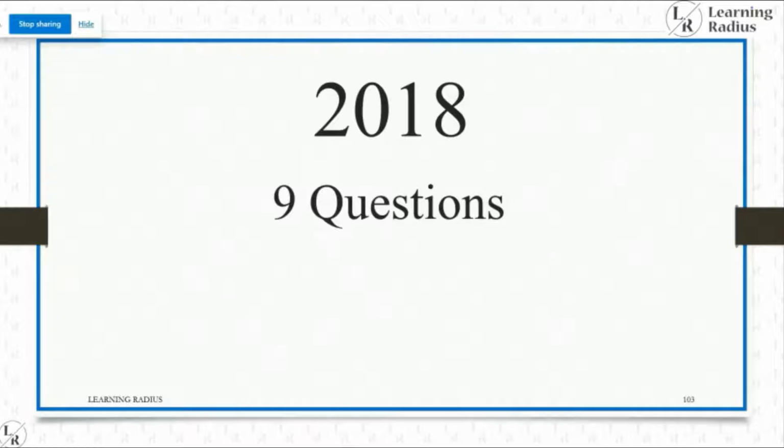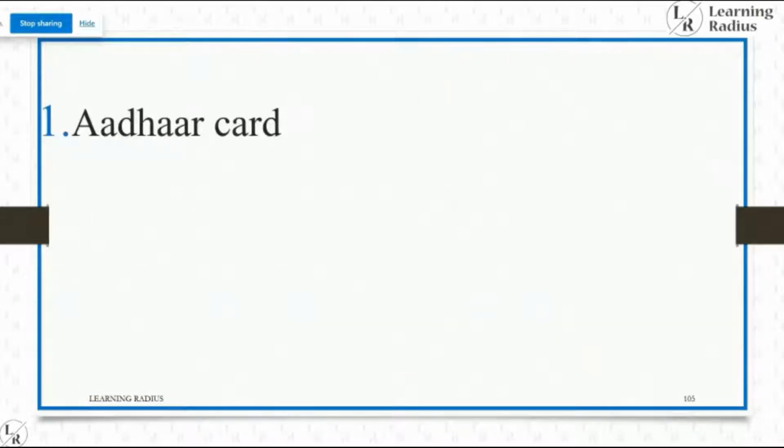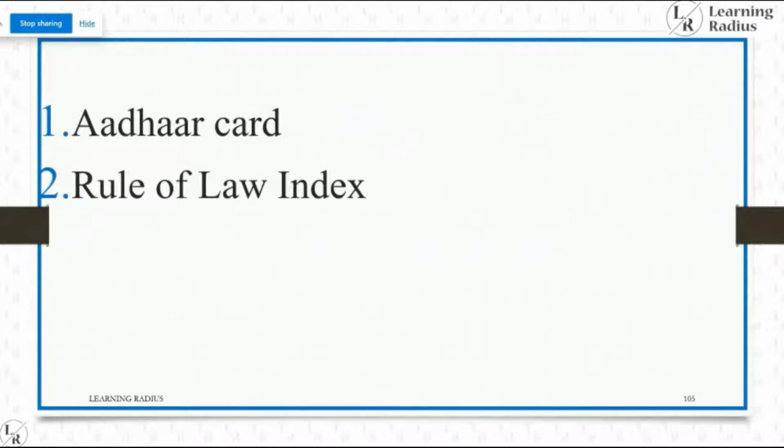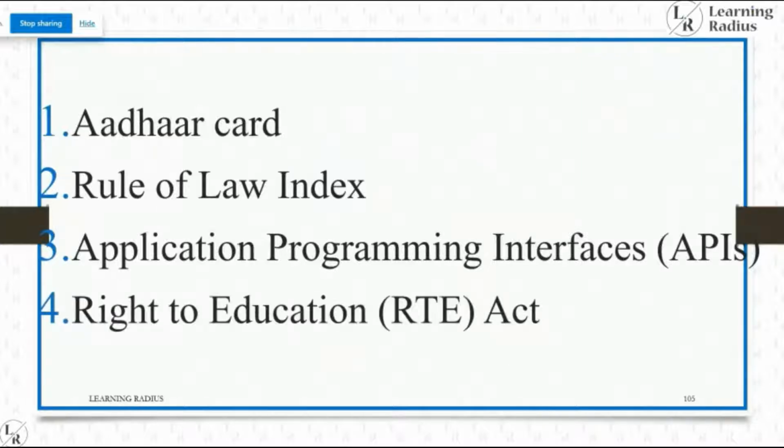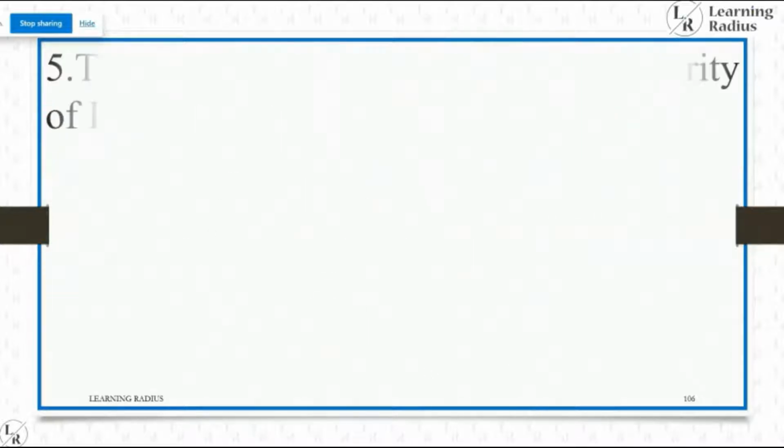So let's come to 2018. UPSC asked 9 questions right from national issues. The first one is Aadhaar card. Second one is rule of law index. Third one is application programming interface APIs. Fourth one is right to education RT Act.